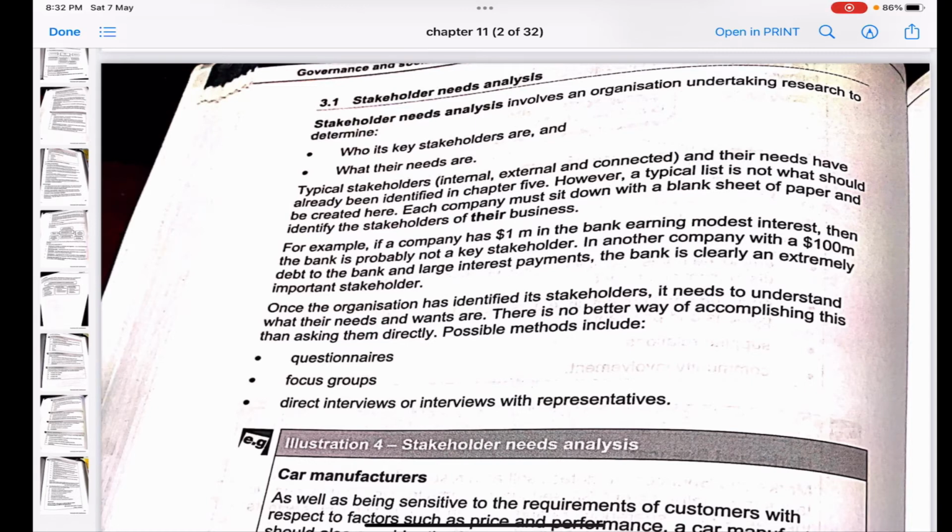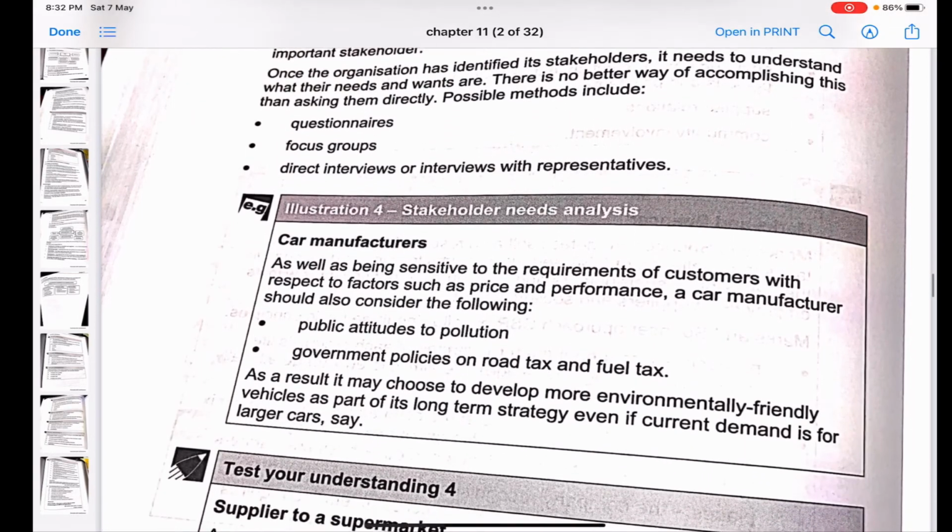Once the organization has identified its stakeholders, it needs to understand what their needs and wants are. There is no better way of accomplishing this than asking them directly. So, what are the possible ways? We can prepare questionnaires, we can have some focus groups, we can have some direct interviews or interviews with representatives to know what their needs are.